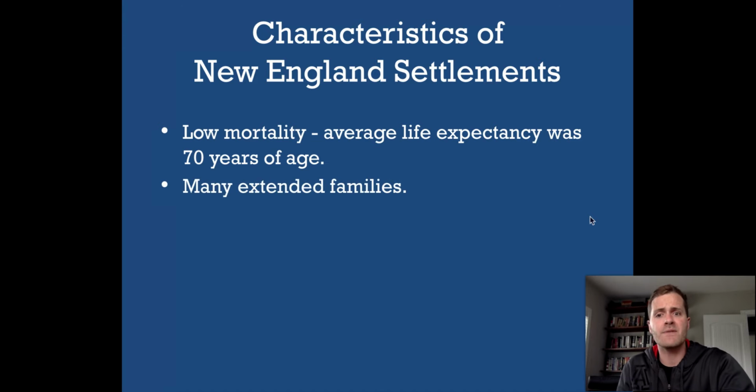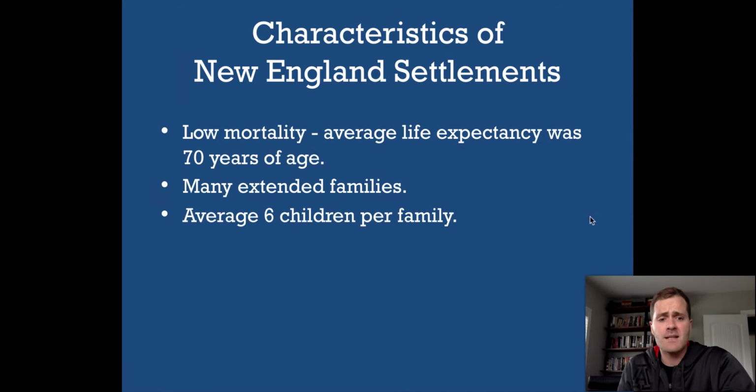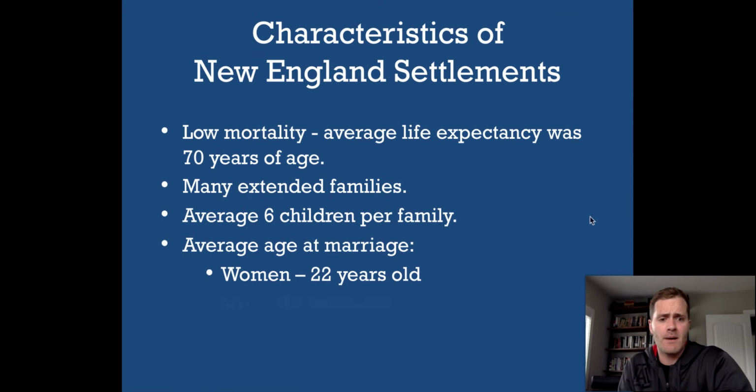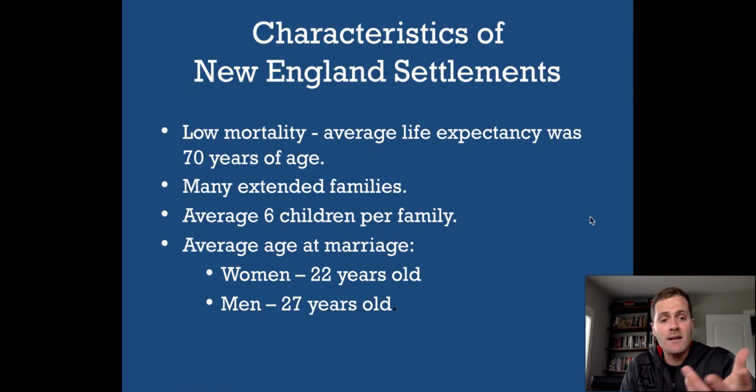We see a bunch of extended families as people are bringing sisters and cousins and kids and wives to New England. In New England, they're going to average about 6 kids per family, which is a lot of children for the time, as society is able to sustain a broader population. The average age of marriage, women are getting married about the age of 22, men are getting married at the age of 27.